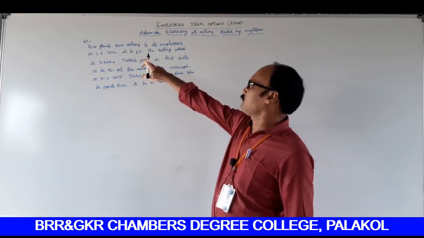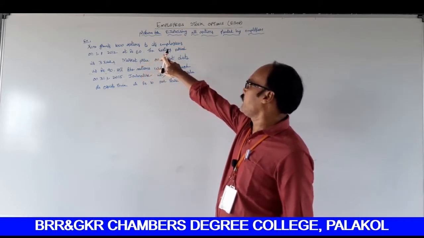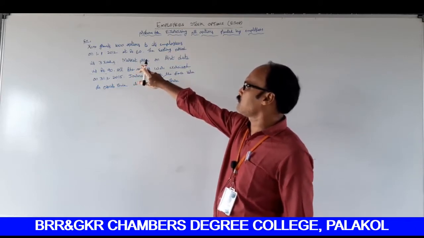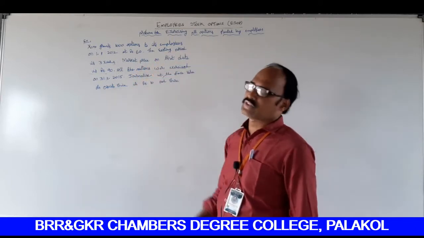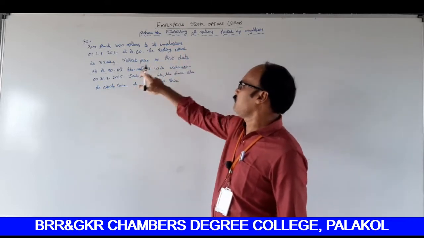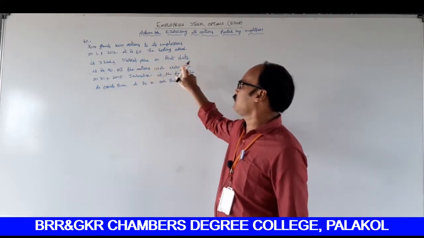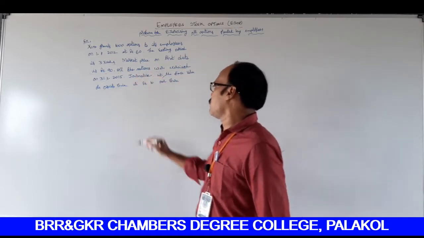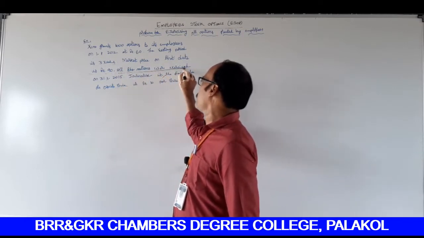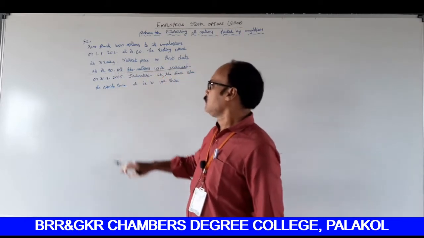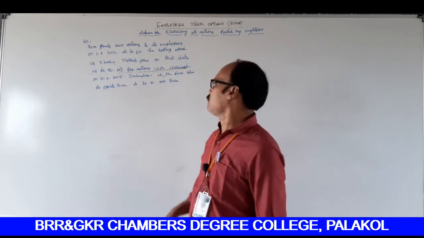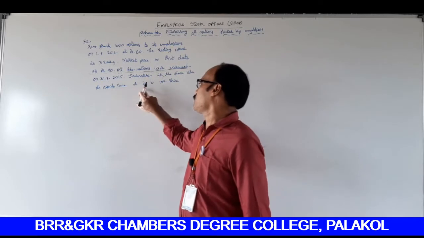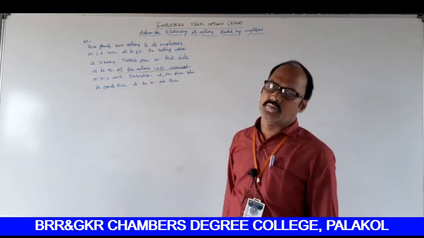X grants 1000 options to its employees on 1/1/2012 at rupees 60. The vesting period is 3 years. Market price on that date is rupees 90. All the options were exercised, this is the most important, on 31st/3/2015. The face value of an equity share is rupees 10 per share.